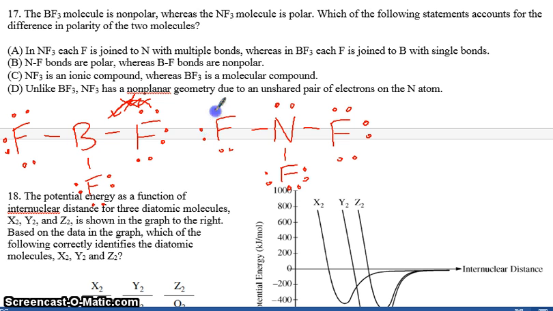And by drawing them this way, you can see then that boron has a trigonal planar geometry, whereas nitrogen has a trigonal pyramidal geometry. So the best answer for that should be, let's see, NF bonds are polar. Actually, all of these bonds are polar. So D should be the right answer. Unlike BF3, NF3 has a non-planar geometry. So BF3 is planar, but NF3 is non-planar due to the unshared pair of electrons on the nitrogen atom. So that should be the right answer. So go ahead and look over these, think through these yourself, make sure these make sense, and then we'll do the next two on the next video here.